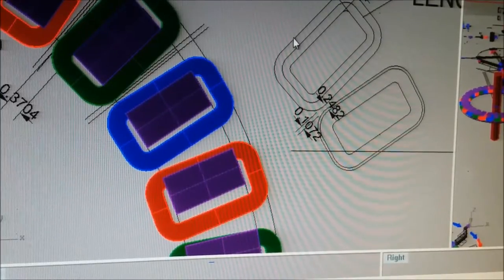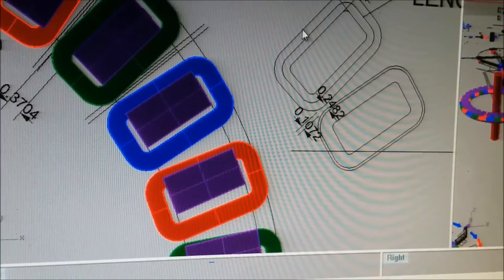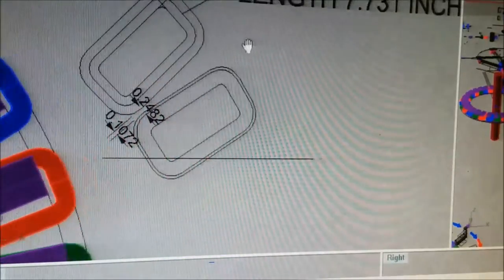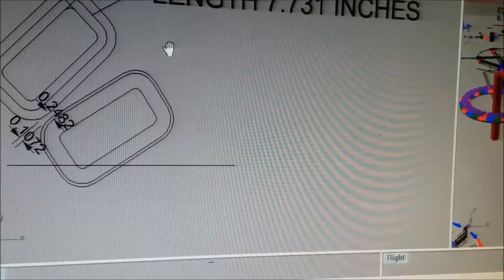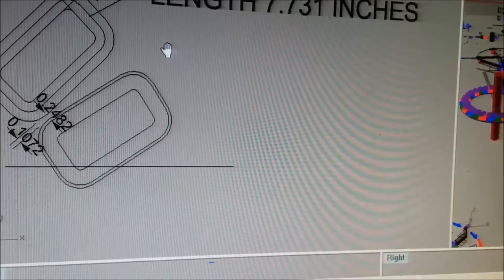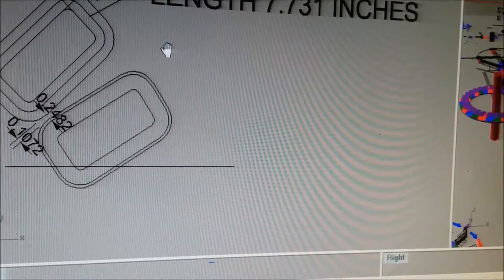Now you need to draw a line halfway between this inner shape and the outer shape. This length is important. It's written right off the edge of the screen here, but the average wrap length of a turn is 7.731 inches in this motor. They're all different.